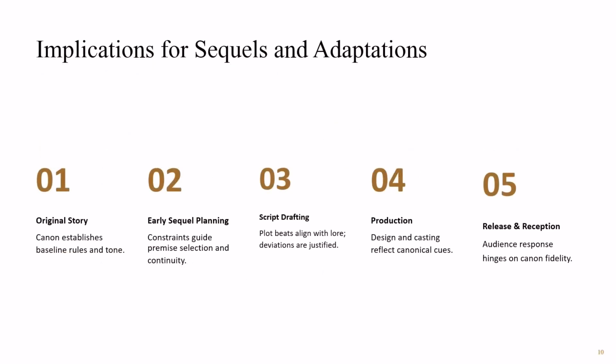The canon shapes the foundation upon which sequels, prequels, and adaptations must build, influencing creative decisions and audience reception. Deviations from established canon can invite criticism or revision, whereas faithful expansions typically garner strong approval. Understanding canon constraints enables creators to innovate while respecting the story's legacy, striking a balance between originality and continuity.